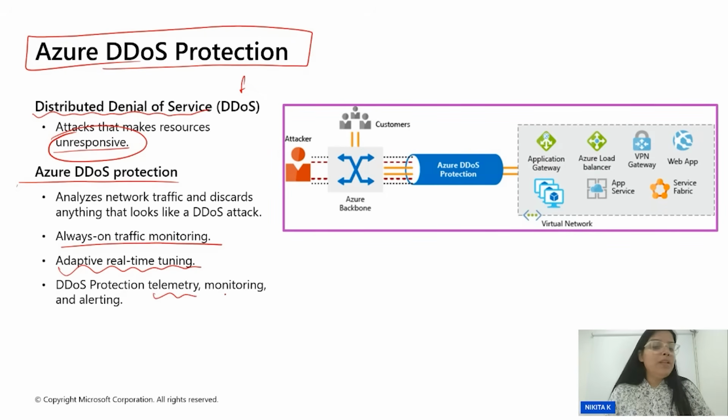It will do telemetry, monitoring, and alerting. And if, let's say, I am the attacker and I go and want to attack your AWS websites, or I want to attack any of your virtual machines, it will also give alerts for the same. So DDoS protection helps keep your resources responsive. It can be your virtual machines, it can be some of your applications, and so on.